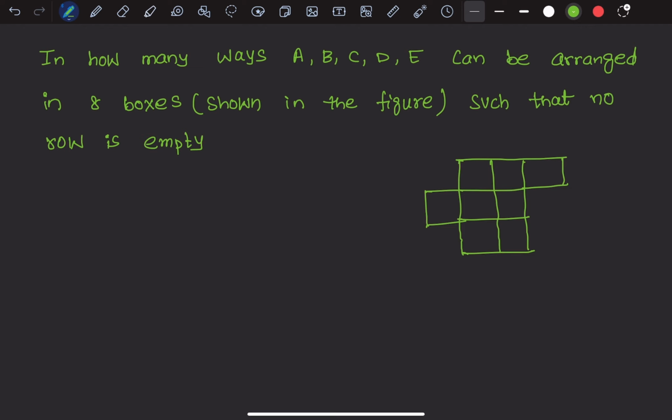So let us move to the next question. This question is from the topic permutations and combinations. So you have 8 boxes given here, and you have to put A, B, C, D, E into these 8 boxes such that no row remains empty.